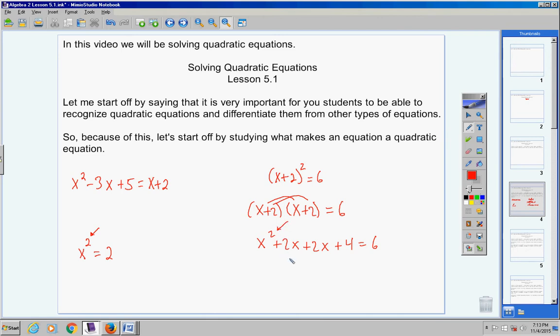Okay, right there. Your exponent here is a 1. And your exponent here is a 1. Okay? So your highest power is a 2. So guys, understand how to recognize quadratic equations. Alright, let's move on.